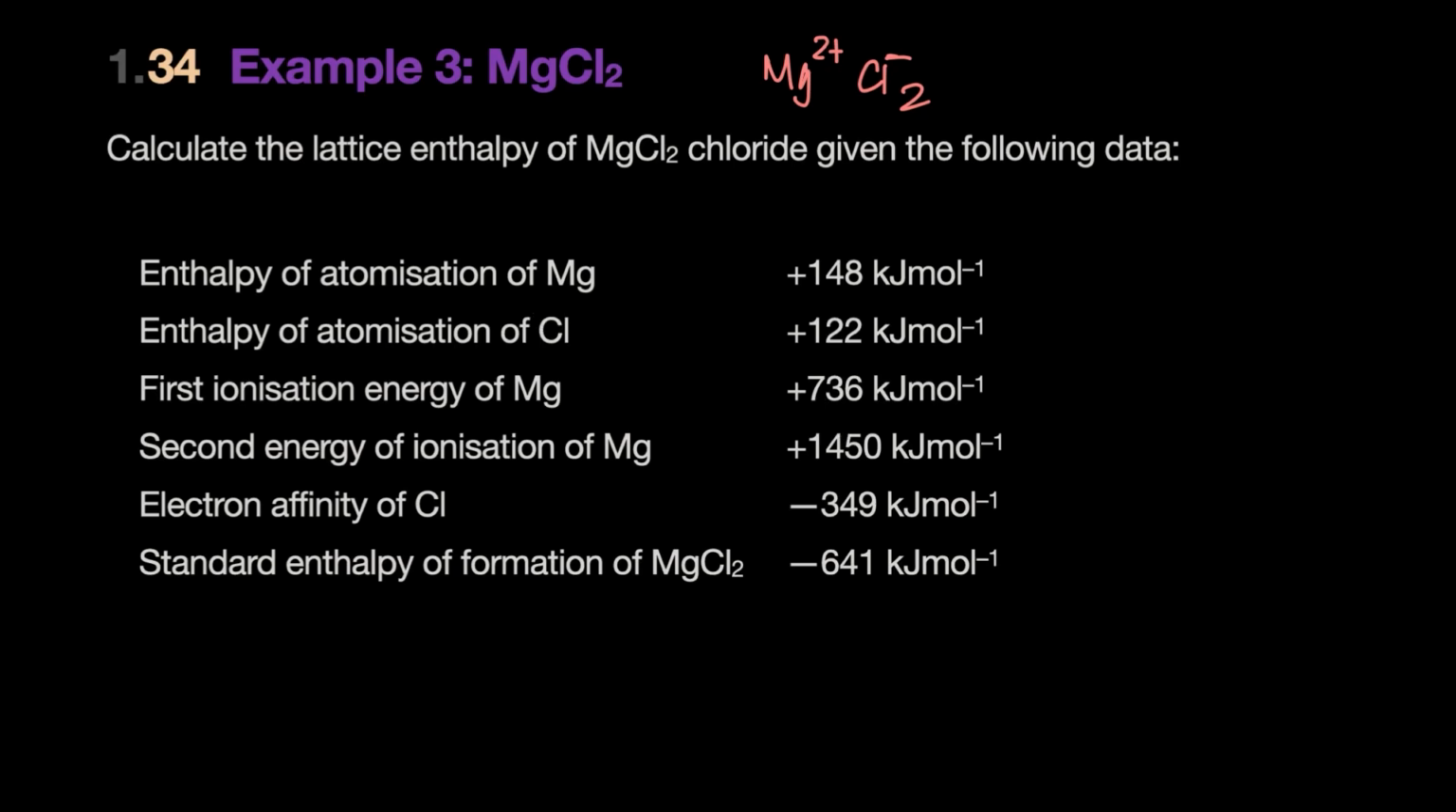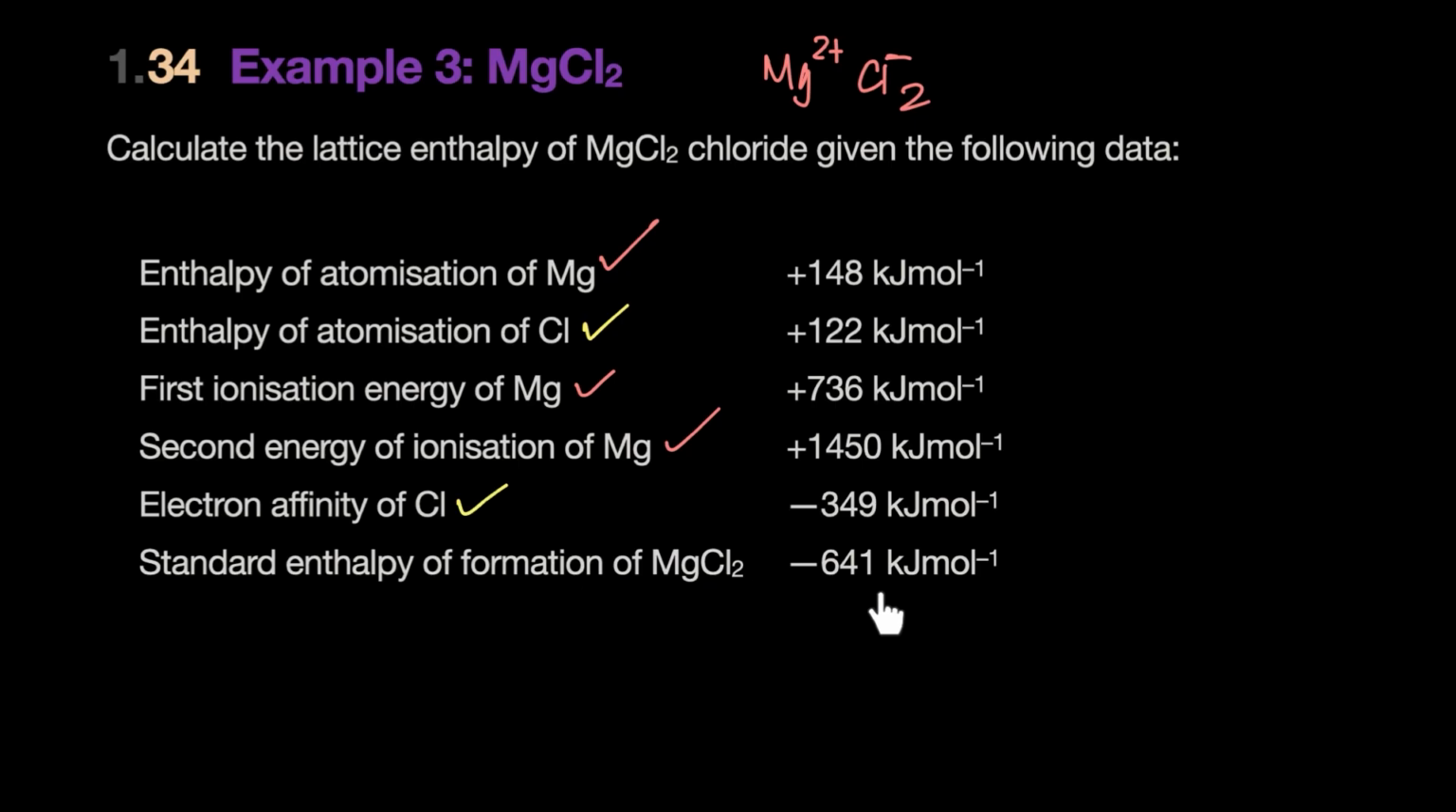So for a metal, I have the atomization of the metal and the ionization energies of the metal. For the non-metal, they have given me the atomization of chlorine, but I have to remember I'm going to use 2 atoms of chlorine because I've got to make MgCl2. And I don't need second electron affinity because that's a 2- ion. This only makes a 1- ion. So I only need the first electron affinity of chlorine.